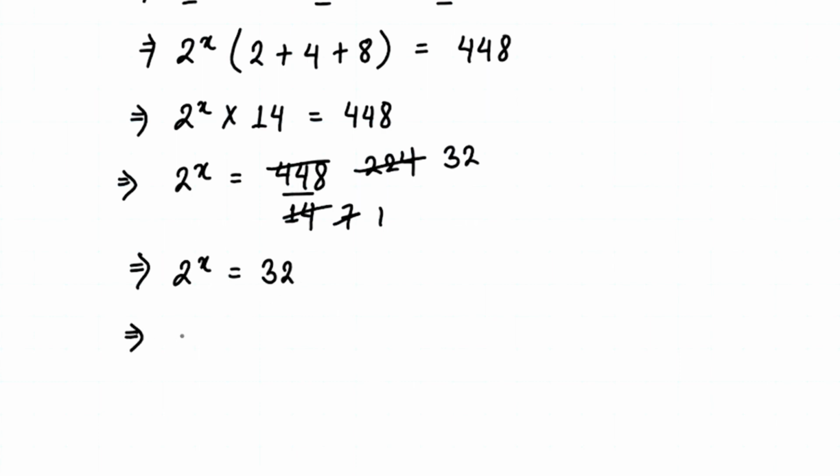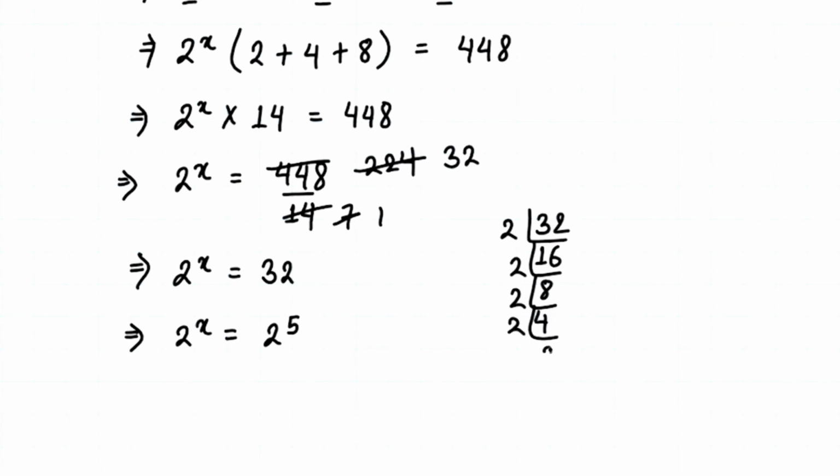Then 2 to the power x equals 32, which is 2 to the power 5. We can find that out by prime factorizing 32: 2 times 16 is 32, 2 times 8 is 16, 2 times 4 is 8, and 2 times 2 is 4. So it's 2 to the power 5. When we have the same base, the powers are equal. So we get x equals 5, and we have solved our question.